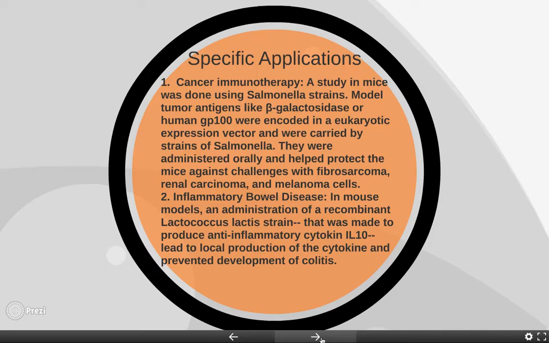The second is inflammatory bowel disease. This was also done in mouse models. Administration of a recombinant Lactococcus lactis strain, which was made to produce the anti-inflammatory cytokine IL-10, led to local production of the cytokine and prevented development of colitis.